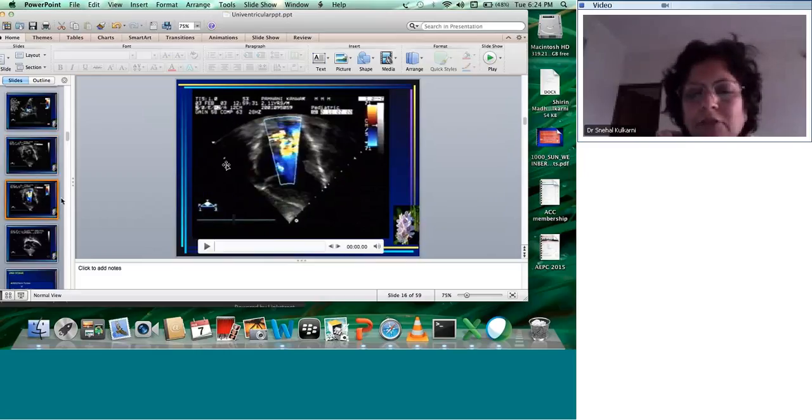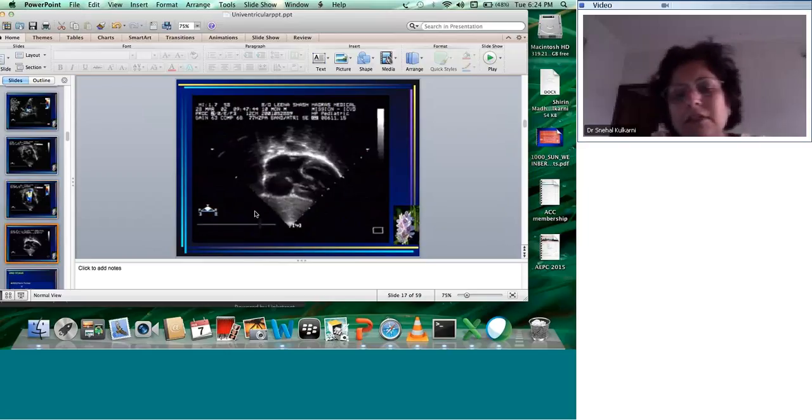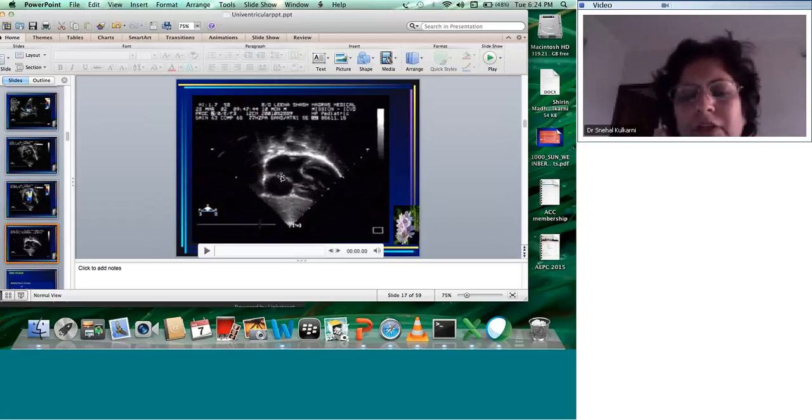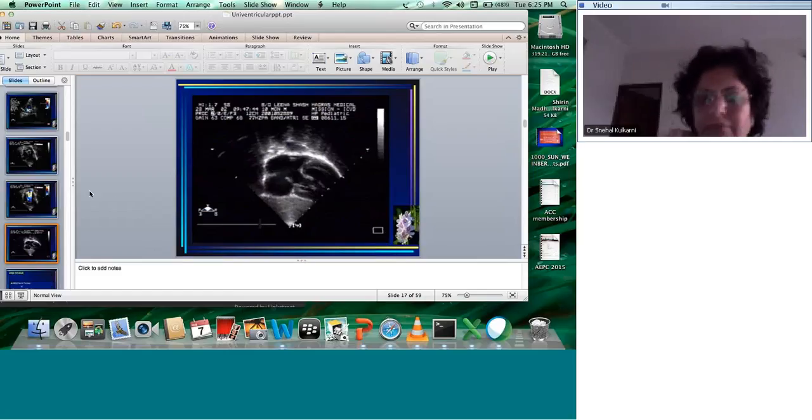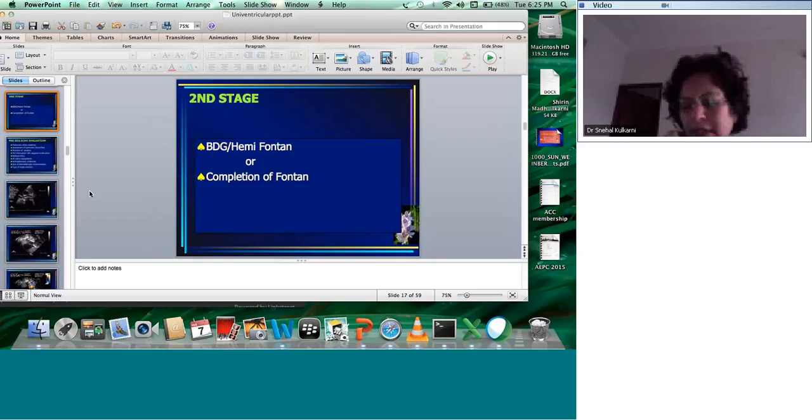At the same time, as I said, there can be a restrictive bulboventricular foramen in this situation, and it's very important that you see whether you have an adequate interatrial communication, especially if you are dealing with patients with mitral atresia or a hypoplastic mitral valve leaflet. Even in patients with tricuspid atresia and varying degrees of tricuspid hypoplasia, it is very important that we have an adequate interatrial communication to maintain the systemic cardiac output.